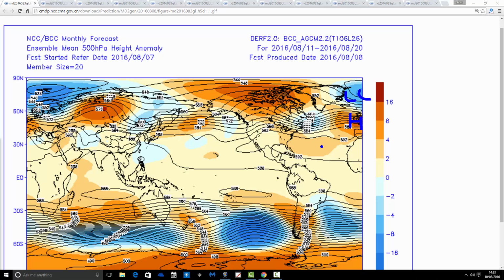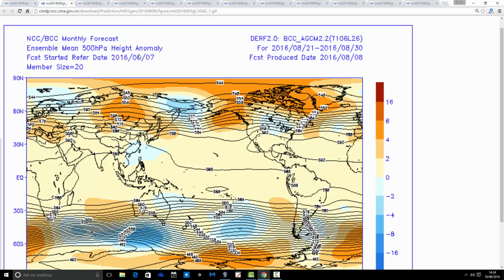Anyway, that is the 500 millibar height anomaly for the next 10 days. Ridge very close to the UK. You expect quite a lot of dry weather with that, and fairly warm overall, I would have thought.